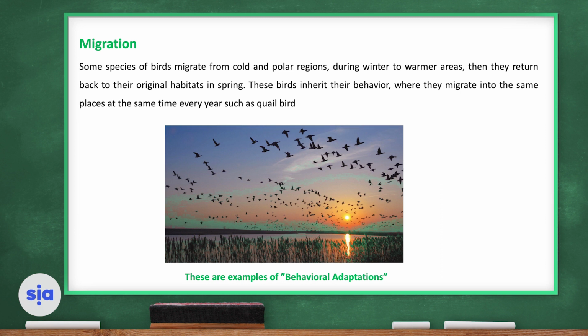Migration. Some birds migrate from cold and polar regions during winter to warm areas, and they return back to their original habitats in spring. These birds inherit this behavior, where they migrate into the same places at the same time every year, such as the quail bird. All these are examples of behavioral adaptations: hibernation, estivation, and migration.